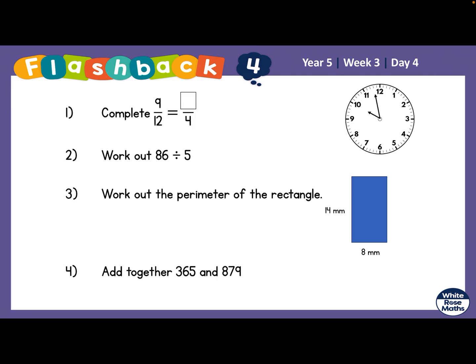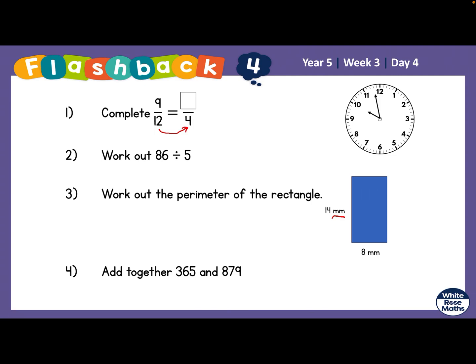Number 2, work out 86 divided by 5. Work out the perimeter of this rectangle over here. Remember it's in millimeters. For an extra challenge, can you put your answer as centimeters? Add together those two numbers. Pause the video and work them out, and I'll show you the answers once you resume.